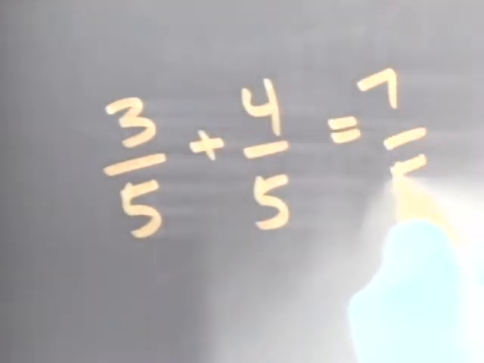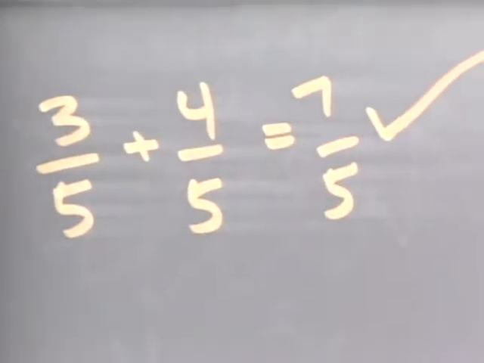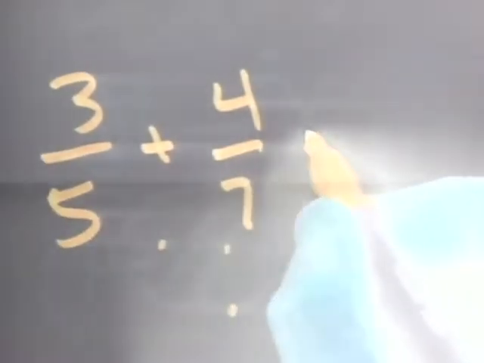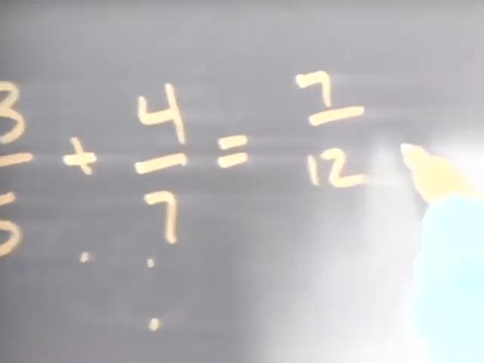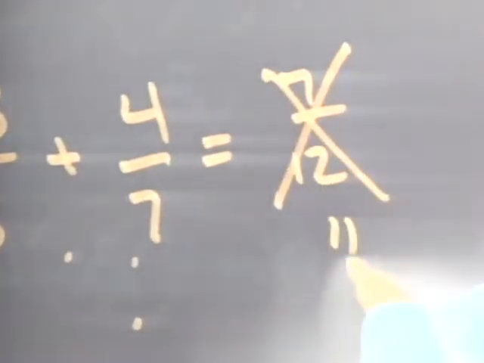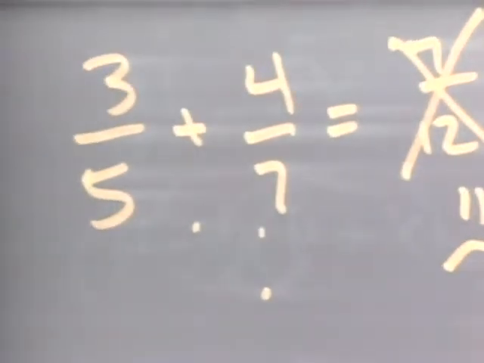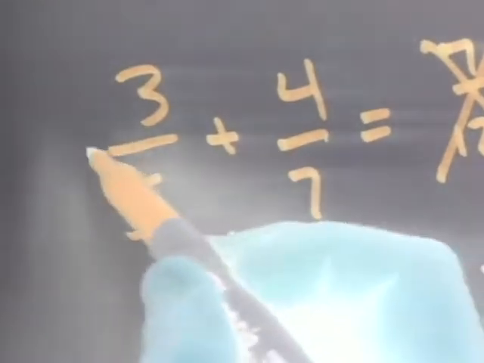And that is good. But if I had, say, 3/5 plus 4/7, I can't add that up and make it to be like 7/12. That is bad. You have to get the bottoms the same. So what I'd have to do is multiply this one by 7 over 7, and this one by 5 over 5.